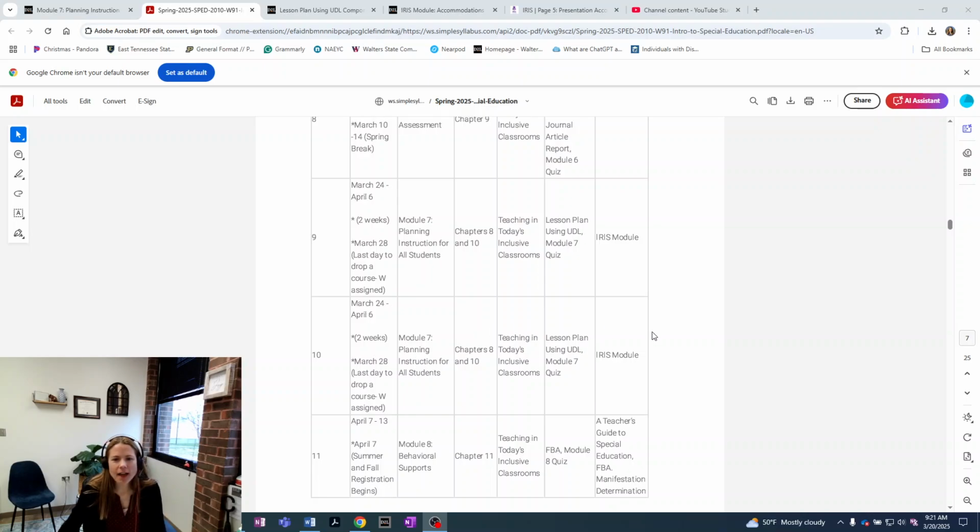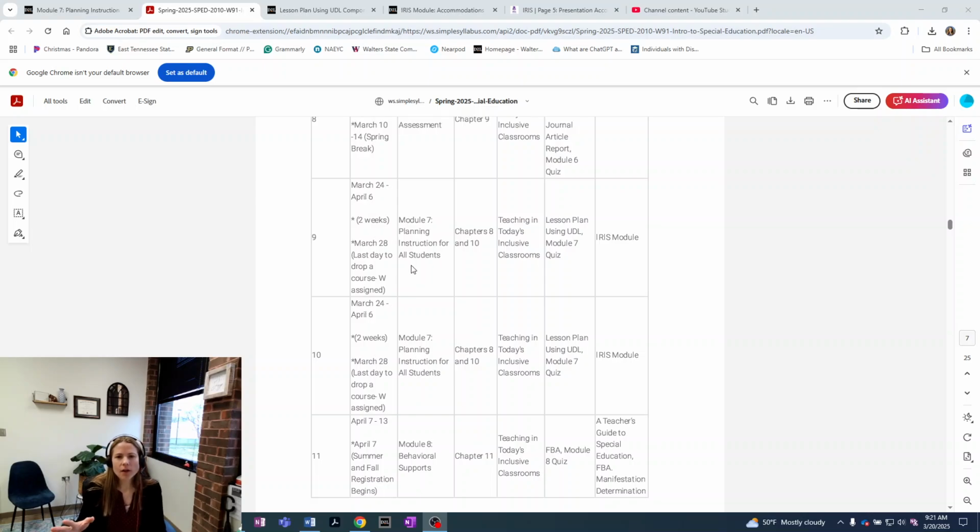So as you see here, I have our course syllabus calendar pulled up. I just wanted to walk you through what the next little bit looks like, so we know where we are at and where we're going. As you can see here, Monday, March 24th, this opens, and Module 7 is where we are working at this moment. So we're doing Module 7, which is planning instruction for all students. This is going to be a 2-week module, so it will open on March 24th and close on April the 6th.